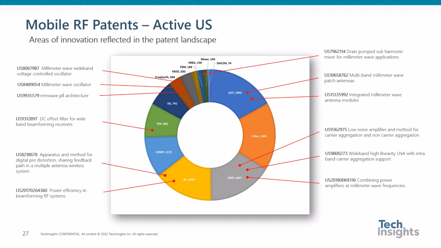So given the areas of innovation just discussed, we can relate them back to the landscape that we created. Doing a quick search for millimeter wave related patents, for instance, we can see that there are many low-level circuit patents distributed in most areas of the map. For example, drain pump subharmonic mixer for millimeter wave applications, multiband millimeter wave patch antennas, power efficiency and beamforming RF systems, and combining power amplifiers at millimeter wave frequencies, just to name a few. Extensive innovation throughout the entire RF path.